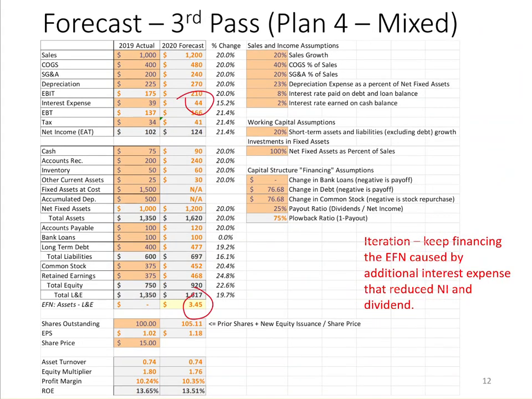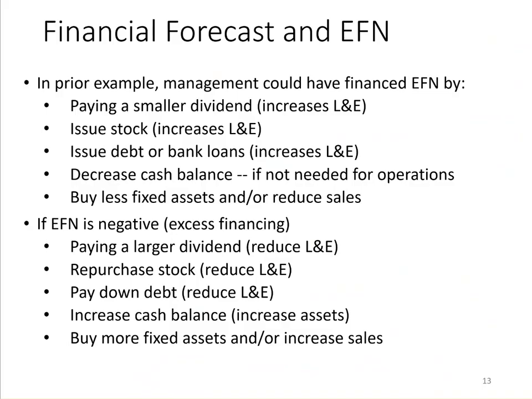All right, so let's talk about this process in general. In the prior example, the management had a positive EFN, in other words, assets were greater than L&E, and they could solve that problem by paying a smaller dividend, issuing stock, which increases L&E, increasing debt or bank loans, which increases L&E. They could have paid down their cash balance if cash wasn't needed to just run the business, or I could have bought less fixed assets.